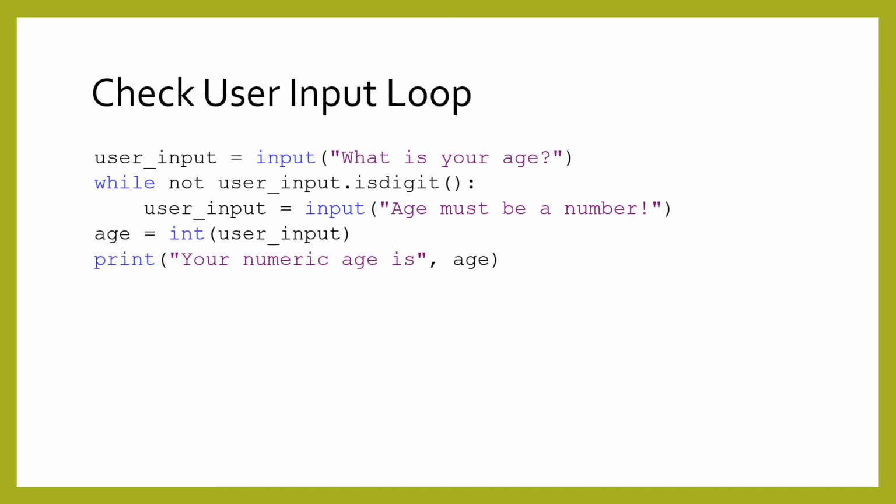Users are notoriously untrustworthy, and they often make mistakes. A while loop can be used to safeguard user input and make sure that they are correctly entering data. The pattern is similar to before, where we repeatedly get user input until a condition is satisfied. In this example, we are repeatedly looping until we are given digits for the age variable.